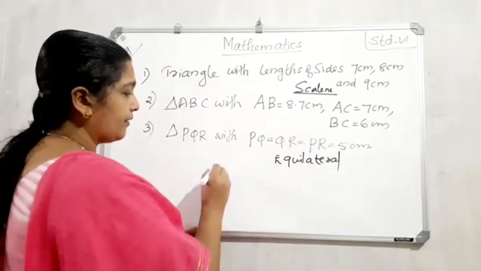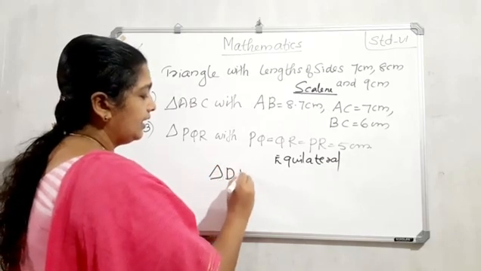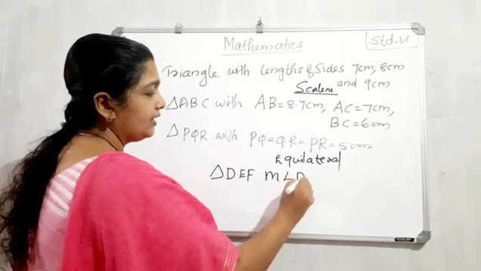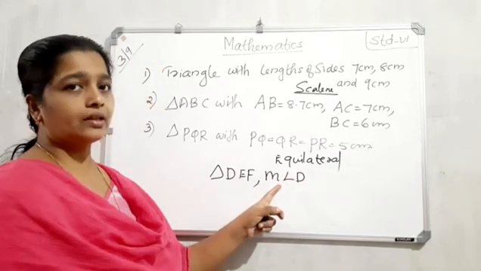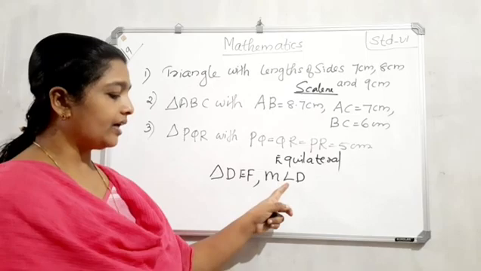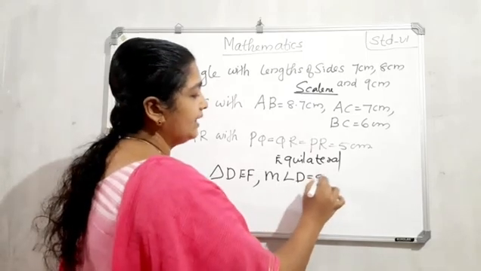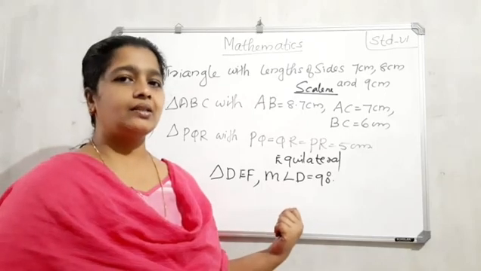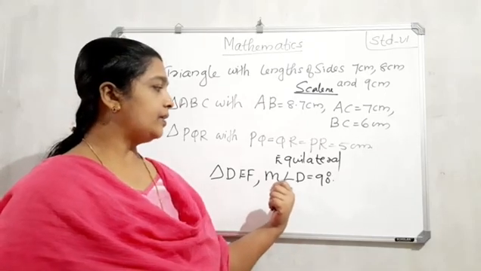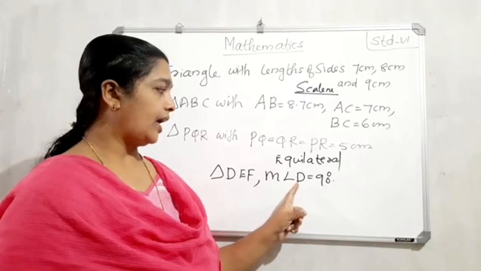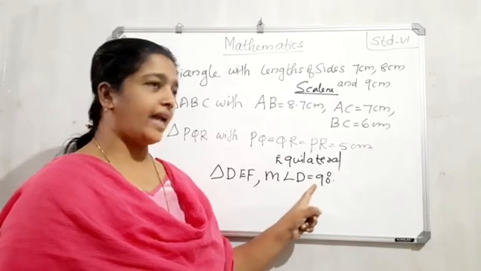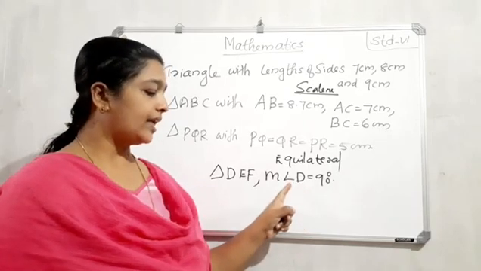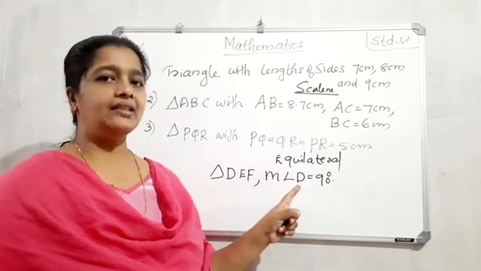Next question. Triangle DEF with the measurement of angle D. How can we read it? Measurement of angle D equal 90 degrees. So this is named based on the angle, that is, the measurement of D equal 90 degrees. 90 degrees means which angle? Right angle. So we can say that this is a right angled triangle.